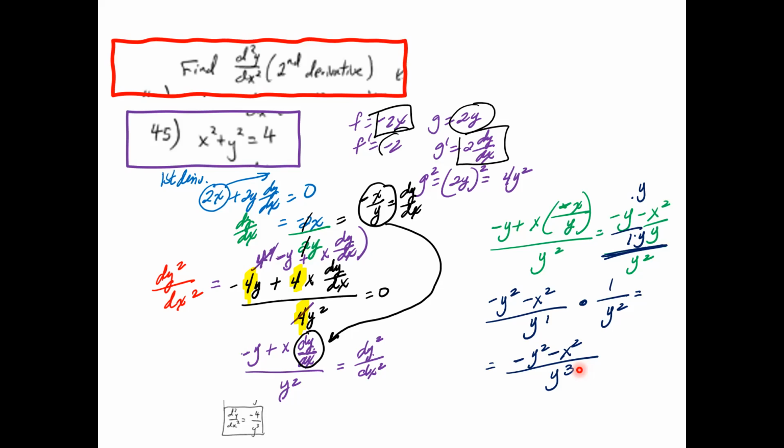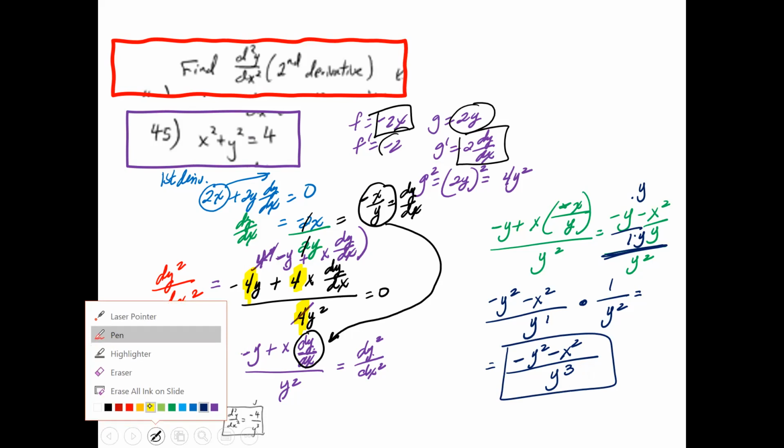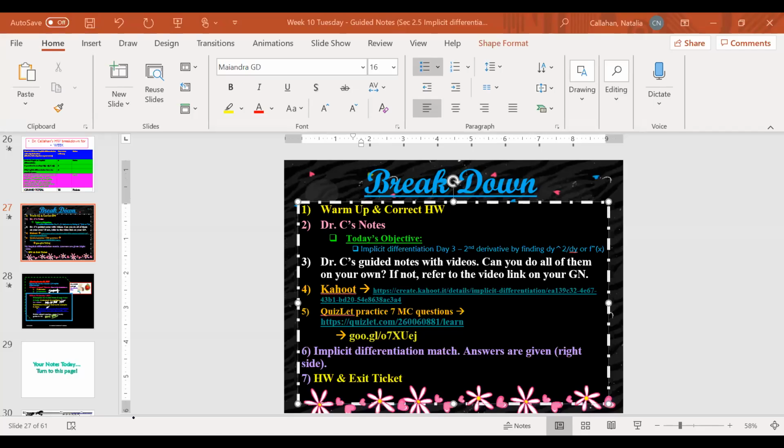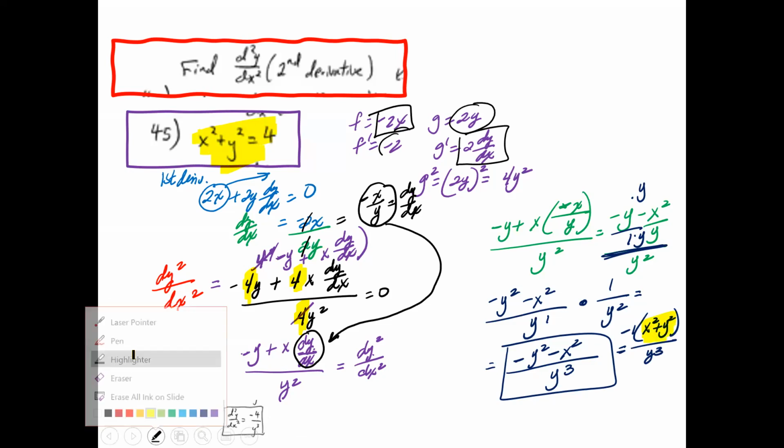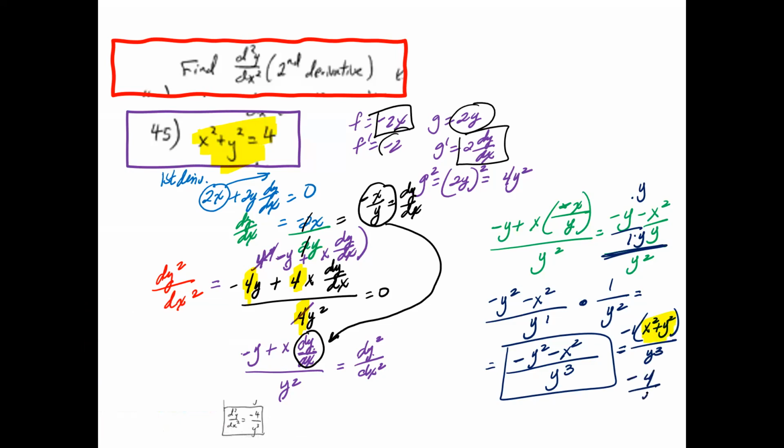And that is my answer. Oh, one more thing. To make this look even fancier, you should be able to see that another way of writing this is going to be a negative 1 times x squared plus y squared over y cubed. And remember, in the beginning of the equation, x squared plus y squared equals 4. So I'm going to replace that with a negative 4 over y to the third. And that's my answer. Final answer, promise. And if you look at it, that answer is the same as this one there.